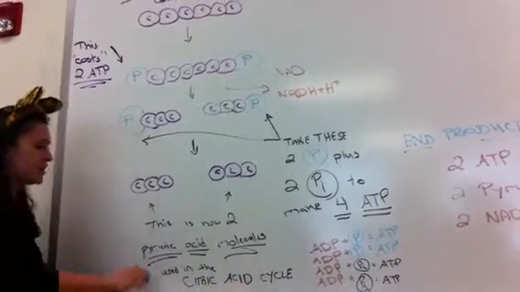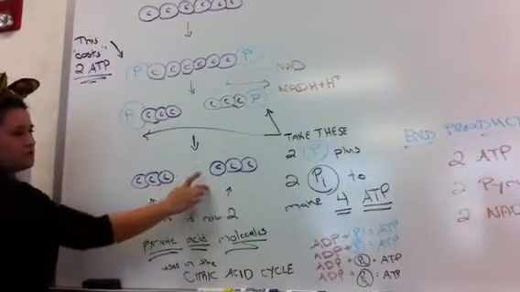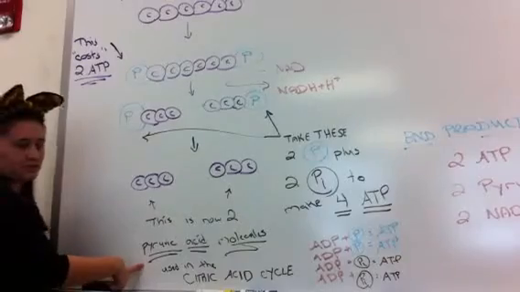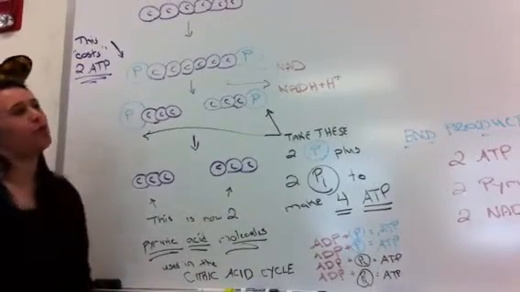Okay, so now we're gonna take these 3 carbon chains that are called pyruvic acid, and we're gonna put them into the citric acid cycle.